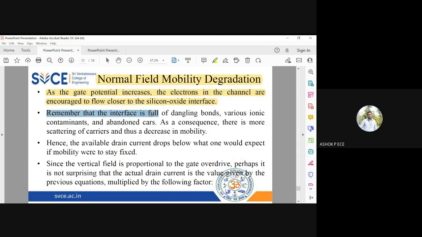So this is just like in the interface only. You will have all these covalent bonds. You have various ionic contaminants and abandoned regions. So when the electrons flow through a region which has a lot of irregularities, that will lead to scattering. Electrons will hit these particles and get scattered. When electrons get scattered, that will reduce the mobility. When the mobility reduces, the current will also drop. So obviously, mobility and current are related. See here, the available drain current drops because of the decrease in mobility.